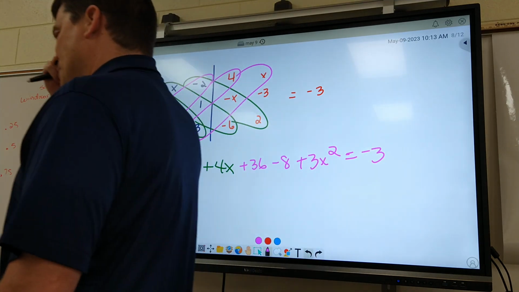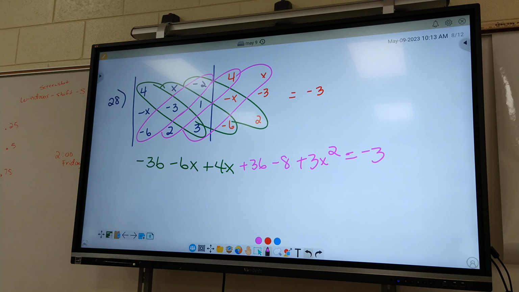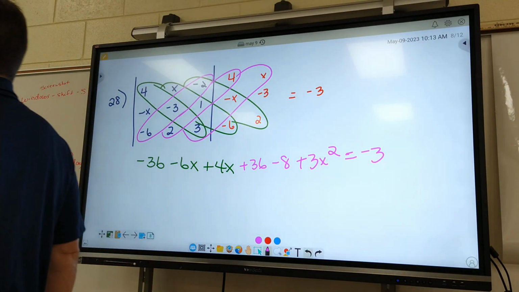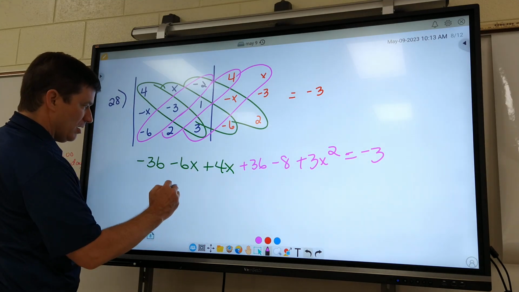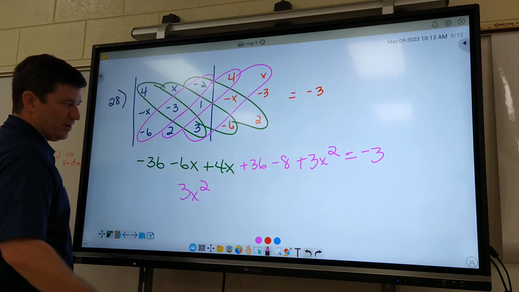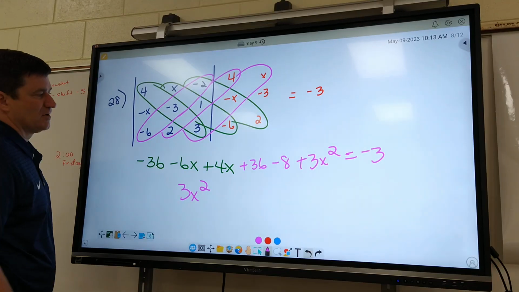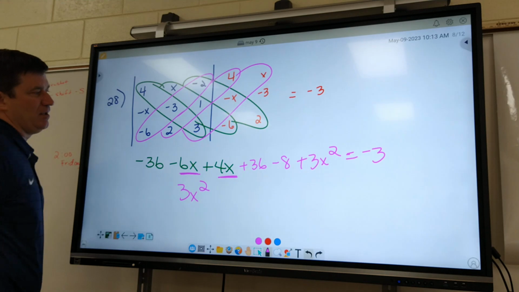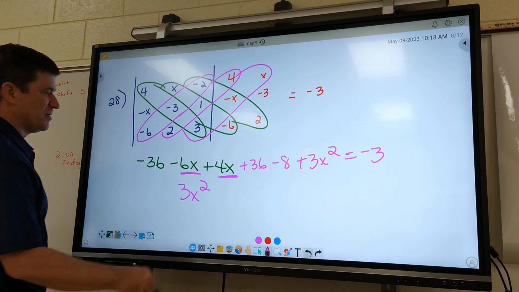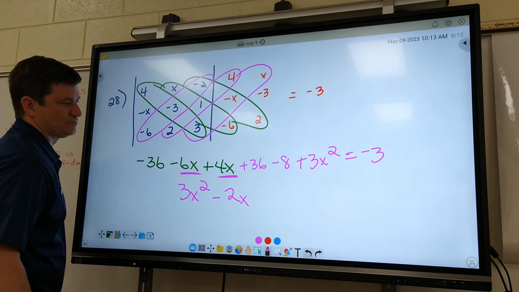All right, so what do you guys remember about if you've got an equation that's got an x squared in it, we're going to have to do quadratic formula. So Matthew, we got to get everything over on the left side, add up our like terms, so we can do quadratic formula, which is on the board. So my 3x squared is going in the front. All right, I got -6x plus 4x. Those are my only x's, so that'll be -2x.